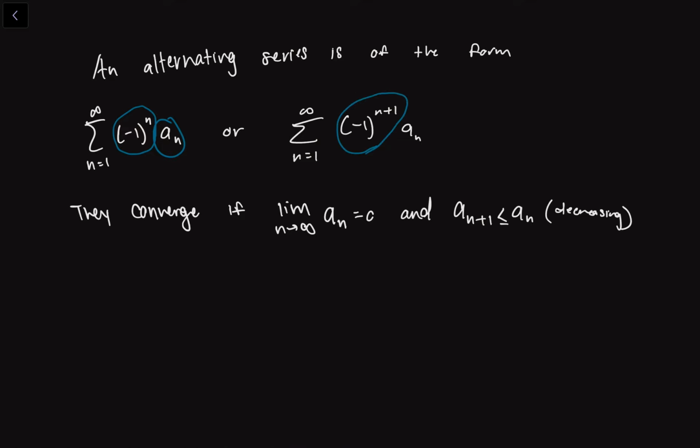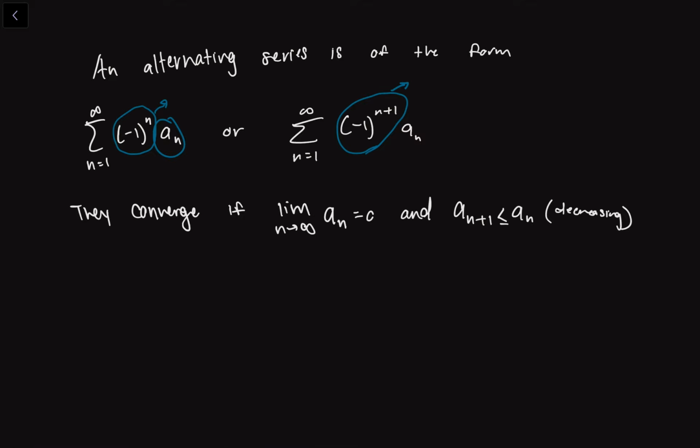right? Because for even powers, in this case, for even powers of n, we will have a positive 1. And for odd powers of n, we'll have a negative 1. And it's the opposite for this one. Odd powers of n will produce an even exponent and therefore a positive 1. And even powers of n will produce an odd exponent, so we will continue to have the negative 1.